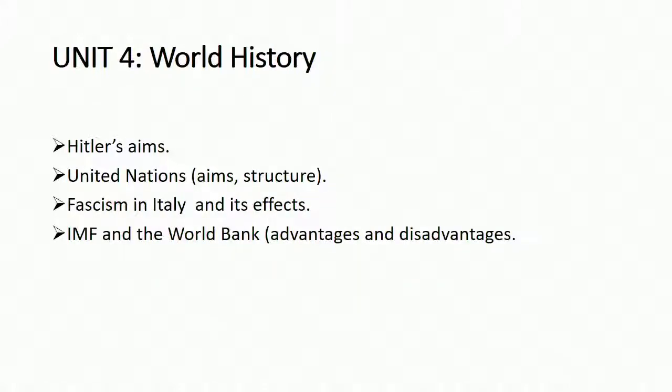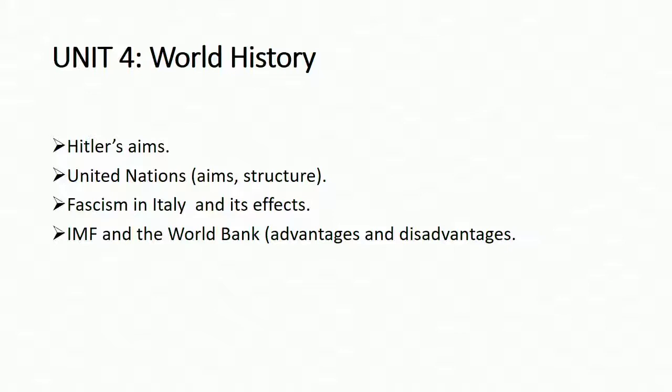Unit 4 is about world history. In world history, you are expected to know Hitler's aims. What was Hitler aiming at? This has to do, for example, with how he broke the terms of the Treaty of Versailles. These aims of Hitler also contributed to the outbreak of the Second World War. Remember, you must know exactly what Hitler was aiming at that prevented unity and peace from prevailing in the world.